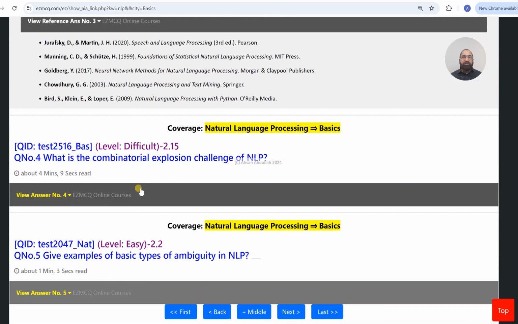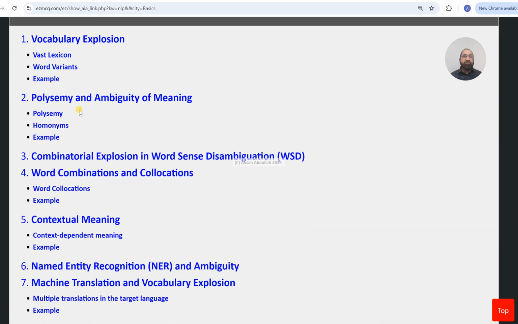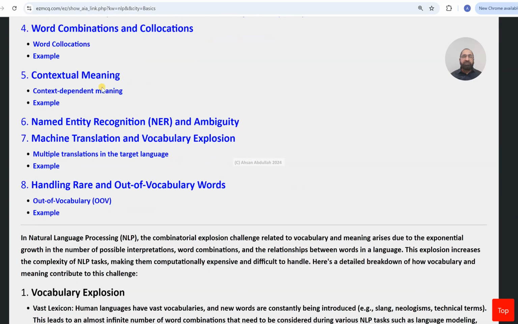So what is the combinatorial explosion challenge in NLP? Combinatorial explosion means that there is a sudden and large increase in the complexity of the problem. So what are those issues? One is the vocabulary explosion. A vast number of lexicons and their combination results in many different sentences, and the polysemy and the ambiguity of the meaning, and their combination of course adds to the complexity of the already complex problem. So these are the points which we'll be discussing in the Q&A, and I'll discuss the numbers with you.